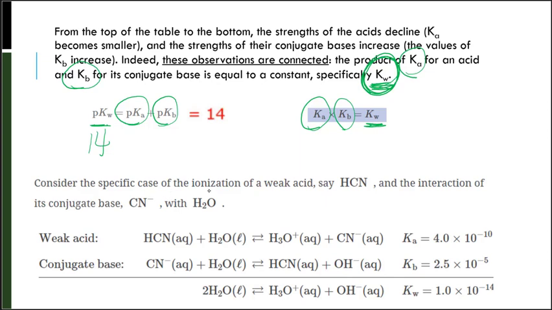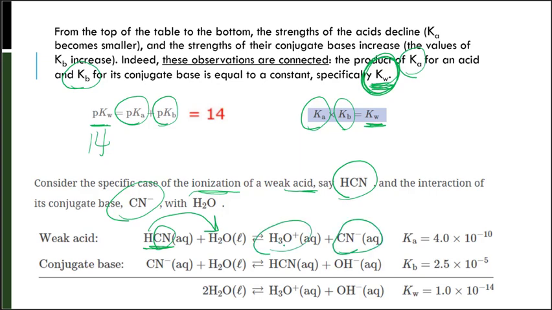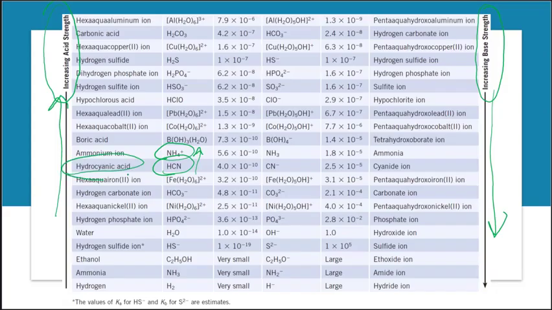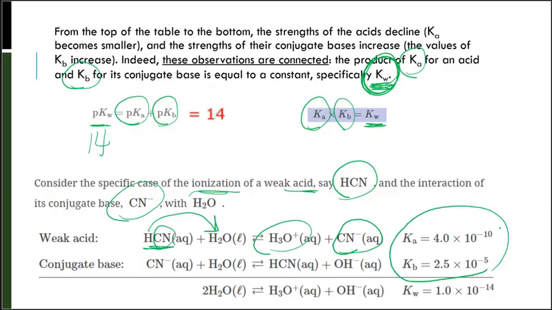Let's look at this example where I have the ionization of a weak acid, HCN, and the interaction with its conjugate base, CN-, both with water. So HCN we know is a weak acid. Acids are still going to donate their hydrogen, leaving me with CN- on the right and H3O plus on the right. If I look up HCN on that chart from earlier, HCN's value is 4 times 10 to the negative 10. And notice that CN-'s value, the Kb, is 2.5 times 10 to the negative 5. There's those Ka and Kb values.